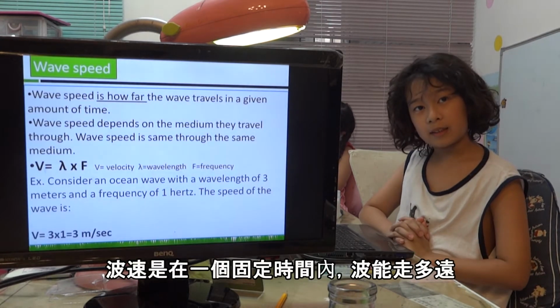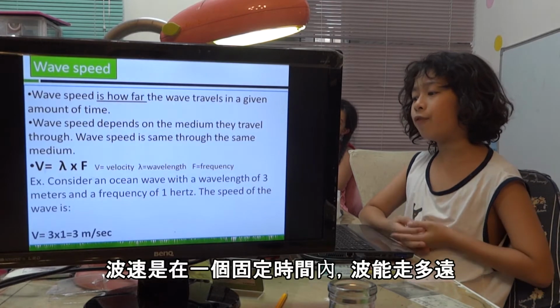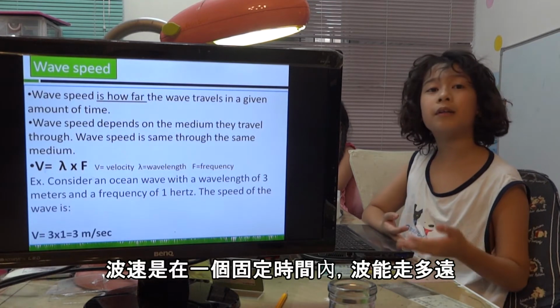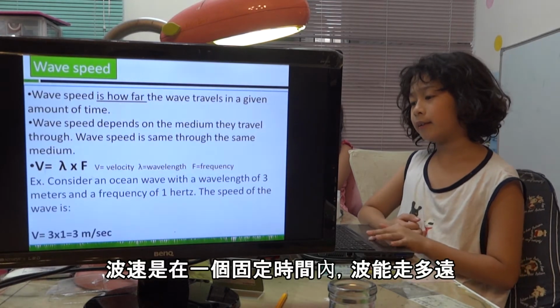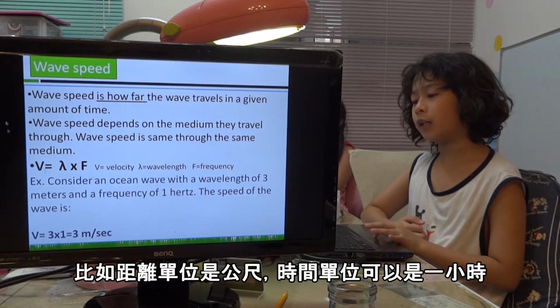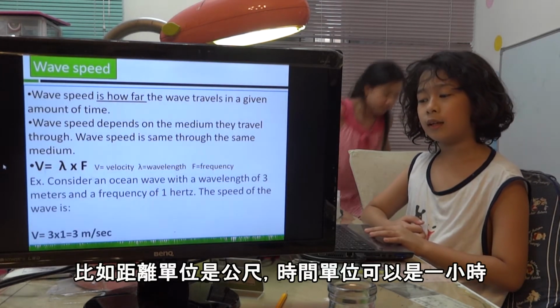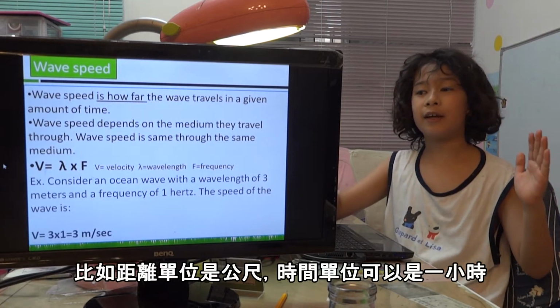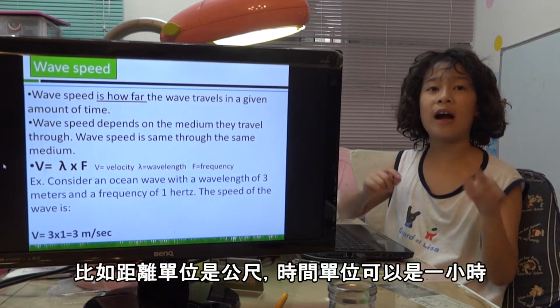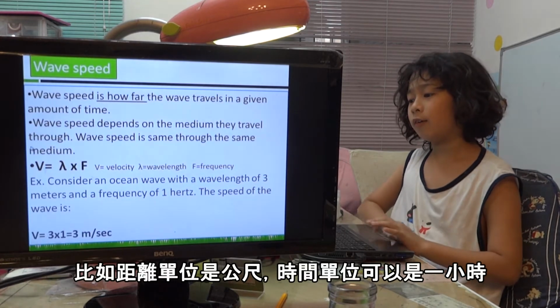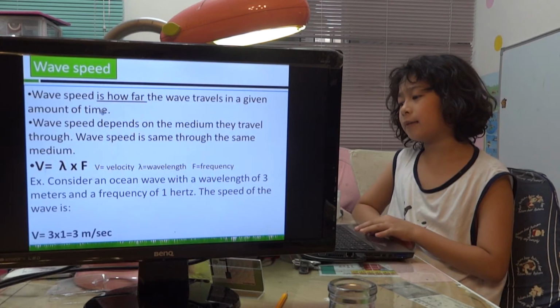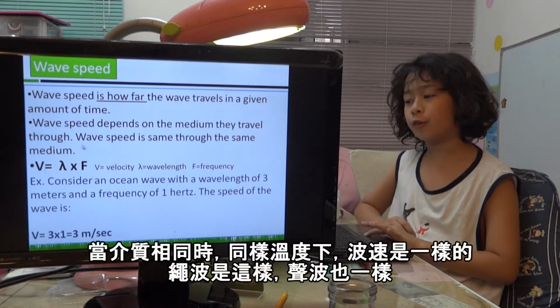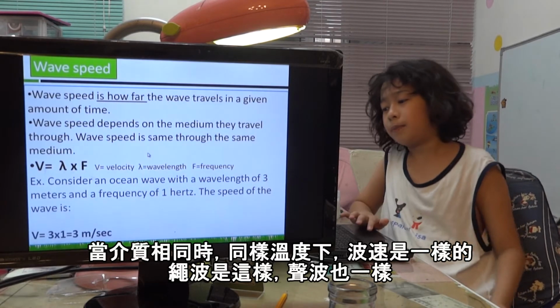Wave speed. Wave speed is how far the wave travels in a given amount of time. Like we know 1 kilometer per hour means that the distance is 1 kilometer and the time is 1 hour. That means the wave speed depends on the medium that it travels through.